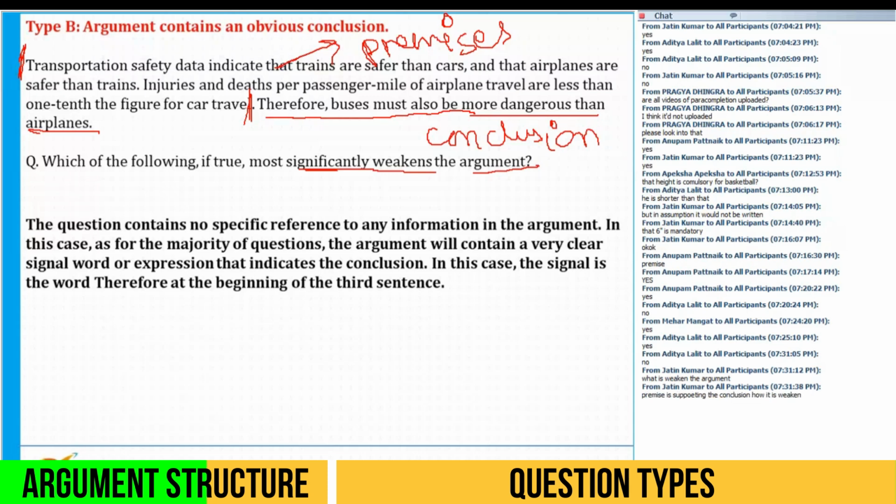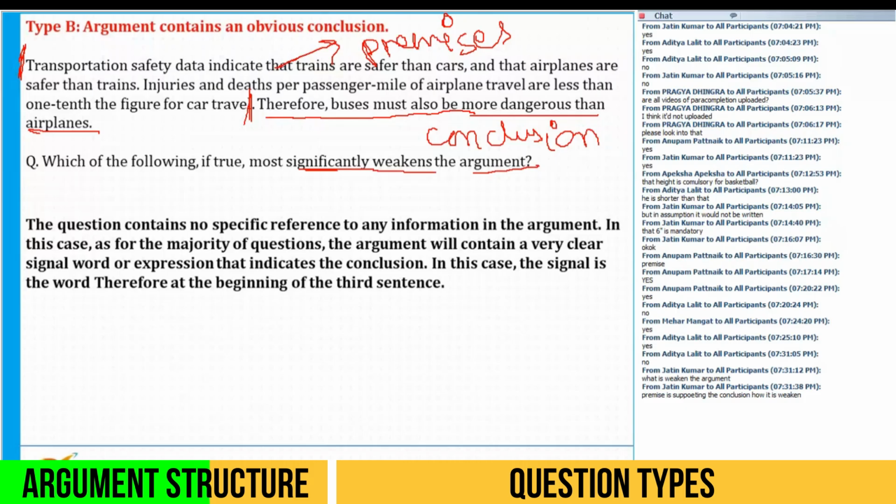You're asking me what it means to weaken the argument? Weakening the argument means how are you going to prove the argument wrong? The argument means nothing but the conclusion. The argument is nothing but the conclusion. Okay, Jatin, what is weakening the argument?